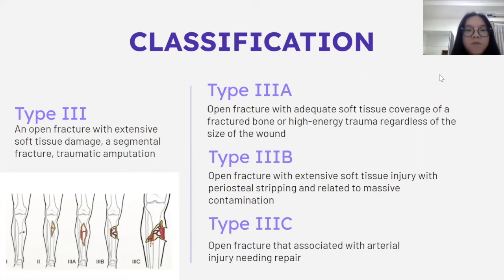Type 3A is open fracture with adequate soft tissue coverage of a fractured bone despite wide soft tissue laceration or flaps, or high energy trauma regardless of the size of the wound. Type 3B is open fractures with extensive soft tissue injury with periosteal stripping and bone exposure and typically related to massive contamination, while type 3C is open fracture that is associated with arterial injury needing repair.